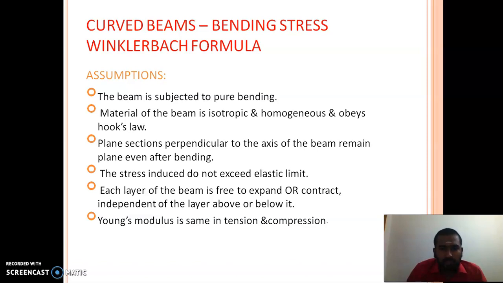The material of the beam is isotropic, homogeneous, and obeys Hooke's law. Plane sections perpendicular to the axis of the beam remain plane even after bending. Even though it is a curved section, if you cut any point in the curved beam, it still remains plane even before applying loading and after applying loading. That's what is mentioned here. And as far as strength of materials goes, the stress we are applying does not exceed the elastic limit.